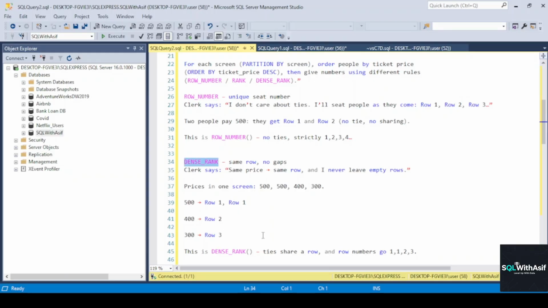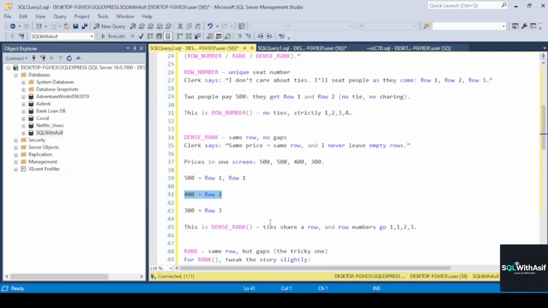So this is dense rank. Ties share a row and row numbers go 1, 1, 2, 3. So we can see that the tie was here at 500, so we shared the same ranking, and the next person will get the very next rank which is available, or the very next row which is available, which is row 2.